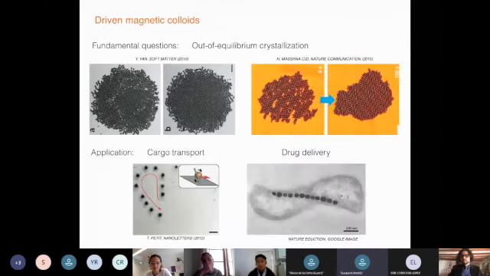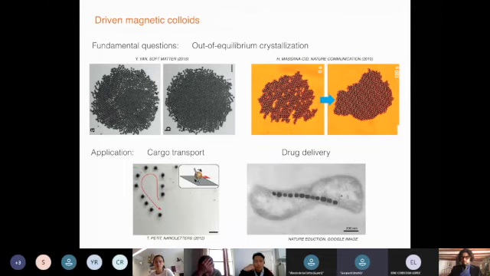So in the following, we'll focus on the third kind of systems, so driven magnetic colloids, and basically, those systems can be used to answer two kinds of questions. They can be used to investigate fundamental questions, for example, the out of equilibrium crystallization of 2D spheres. So the first example is, as I told you, magnetic colloids that rotate, and depending on the frequency of rotation, they aggregate in clusters and in a perfect crystal.